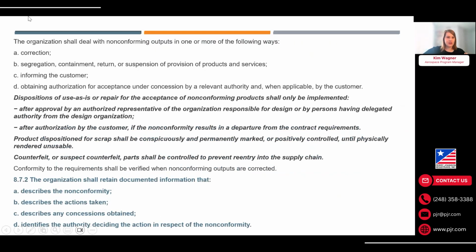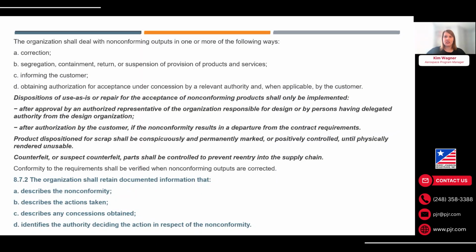I want to first go to 8.7.2, which talks about the records needed for this process. So the organization shall retain documented information that describes the nonconformity, describes the actions taken, any concessions obtained, and identifies the authority deciding the action in respect of the nonconformity.